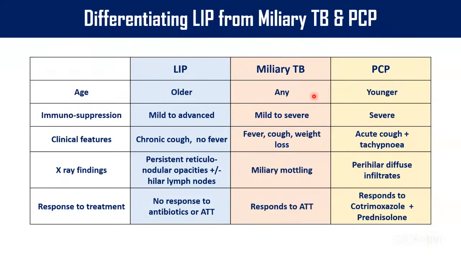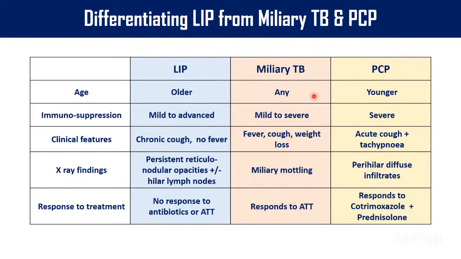These are the three common situations which we used to see earlier. Nowadays, we don't see much, but still you need to keep that in mind. LIP, miliary TB and PCP mimic each other more or less in children, but how do you differentiate? LIP is most of the time seen in older children, around 5 years and above. Miliary TB can be at any age. PCP is usually in younger children. Immunosuppression can be mild to advanced in LIP, mild to severe in miliary TB, and severe in PCP pneumonia.